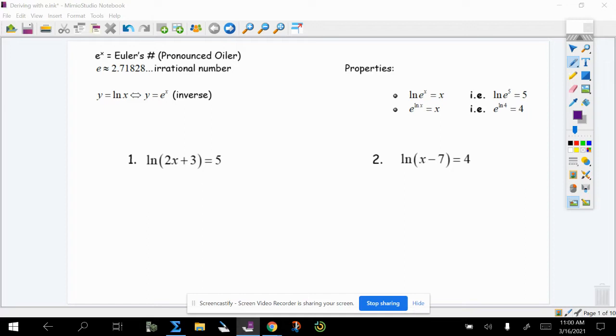So e is called Euler's number. It is an irrational number. It's approximately 2.71828. We basically treat it like pi. It's a number, but it's a number that gets a letter to represent it because it does go on forever.